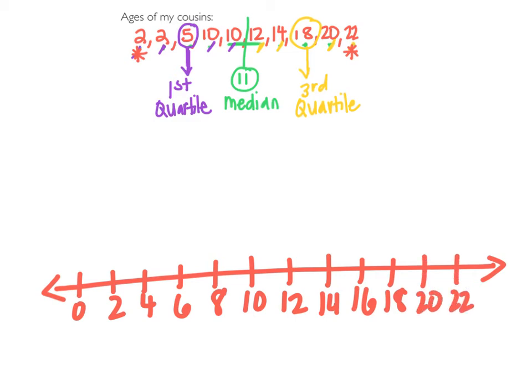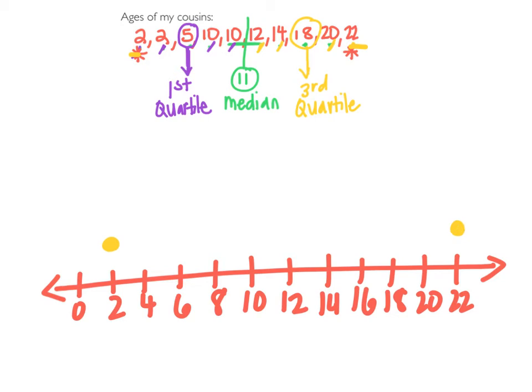Okay. Now, here is what you're going to do to make your box plot. First thing, you're going to take your lower and your upper extremes. That's your lowest and your highest number, 2 and 22. And a dot goes by each of those. So there's my lower extreme. There's my upper extreme, 2 and 22.